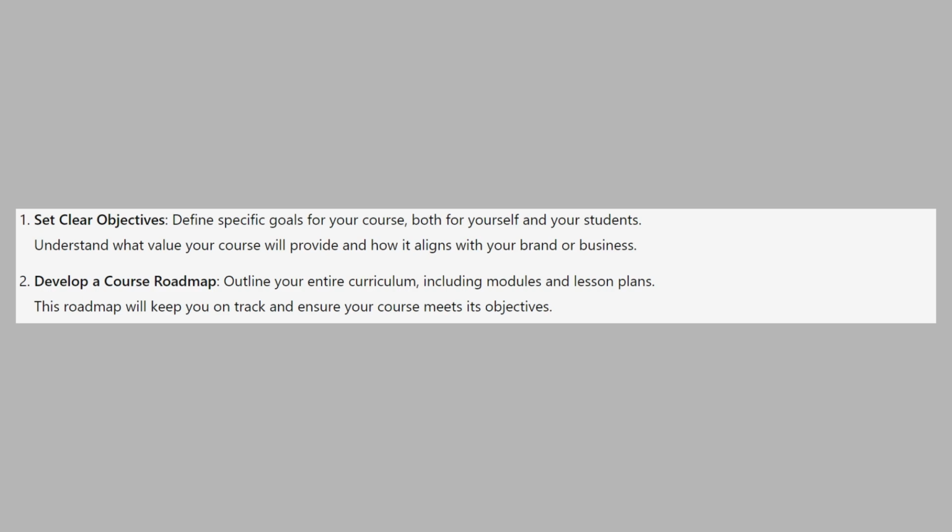First, define specific goals for your course, both for yourself and your students. Understand what value your course will provide and how it aligns with your brand or business. Now, outline your entire curriculum, including modules and lesson plans. This roadmap will keep you on track and ensure your course meets its objectives.